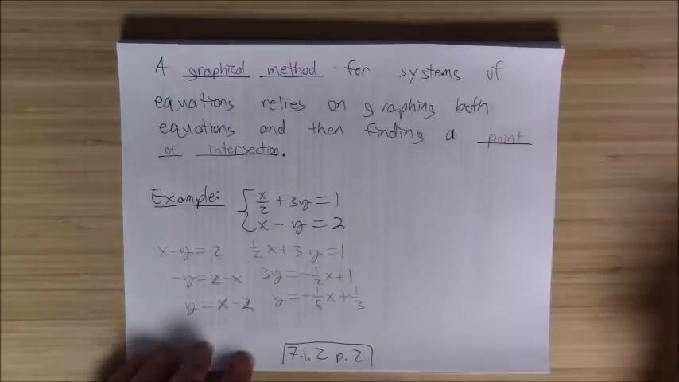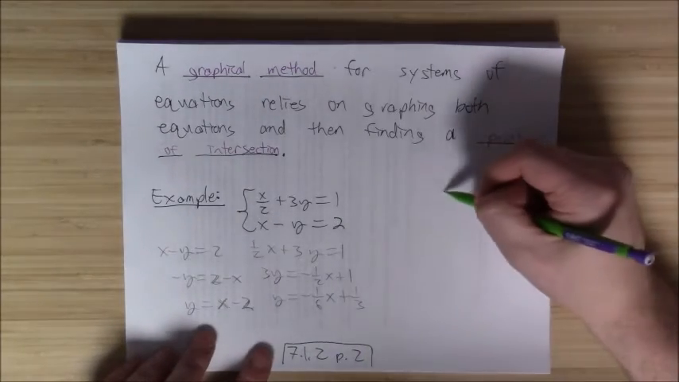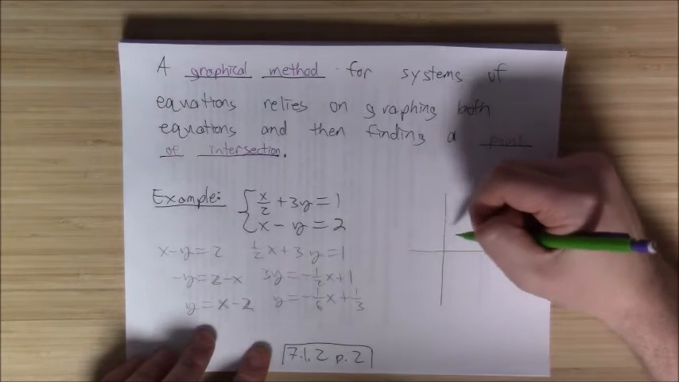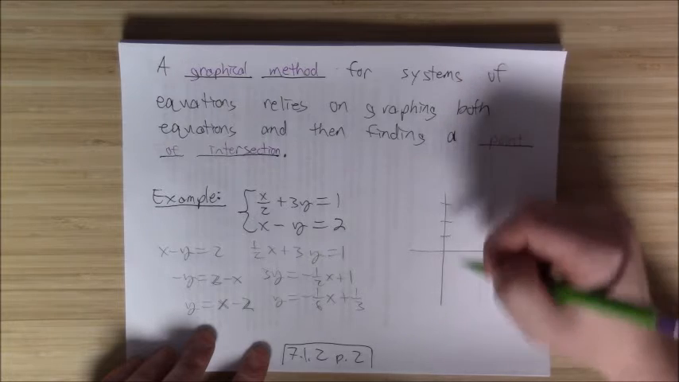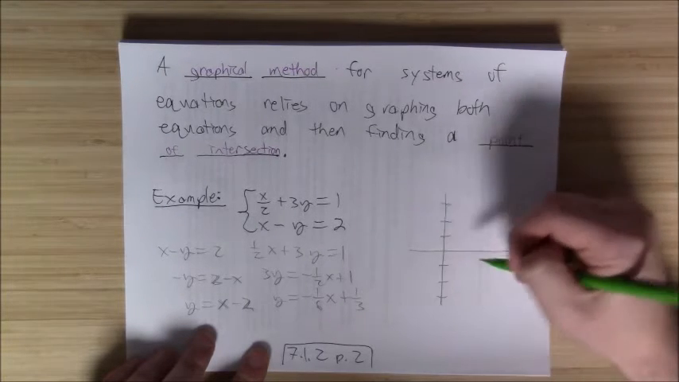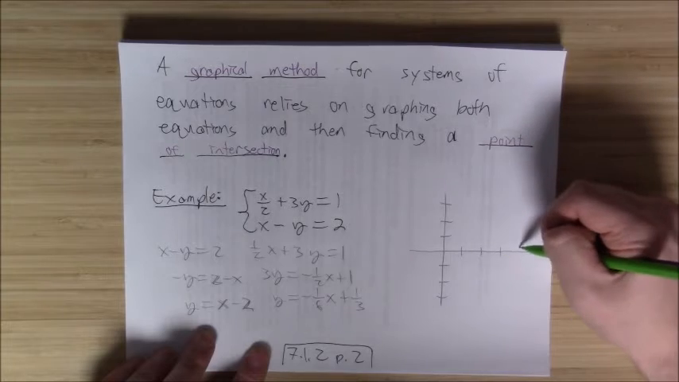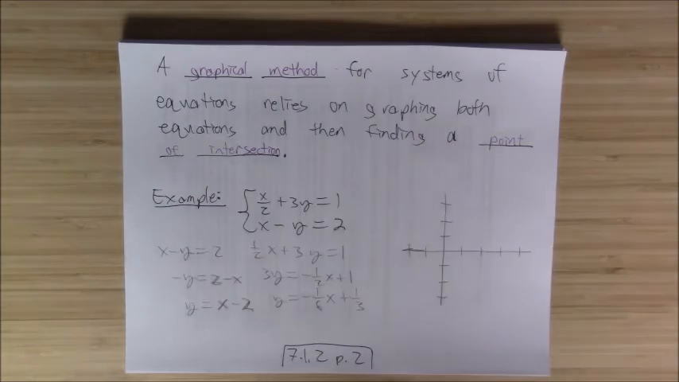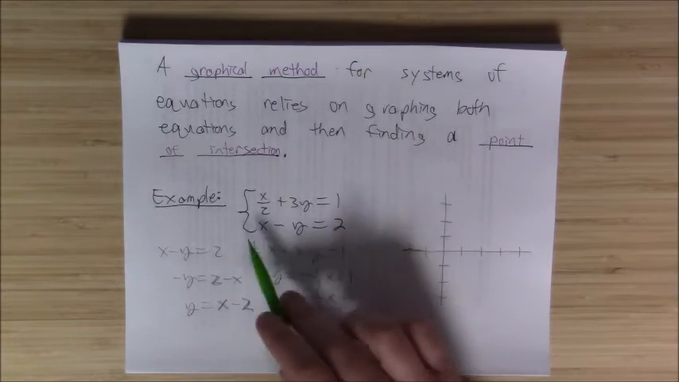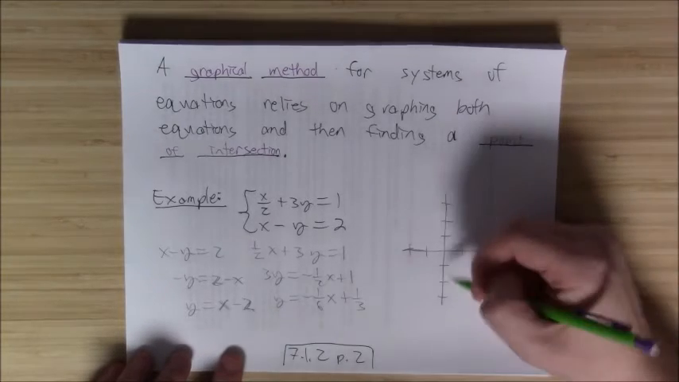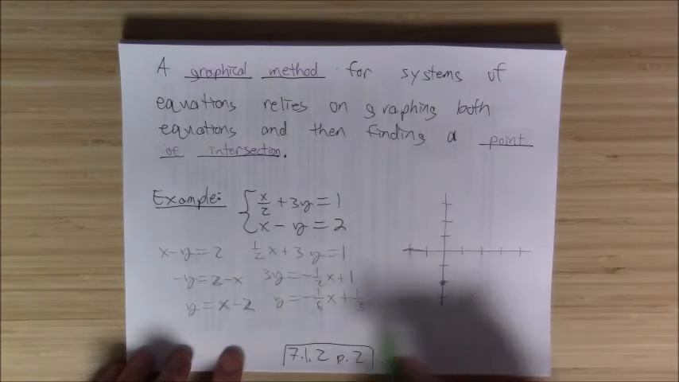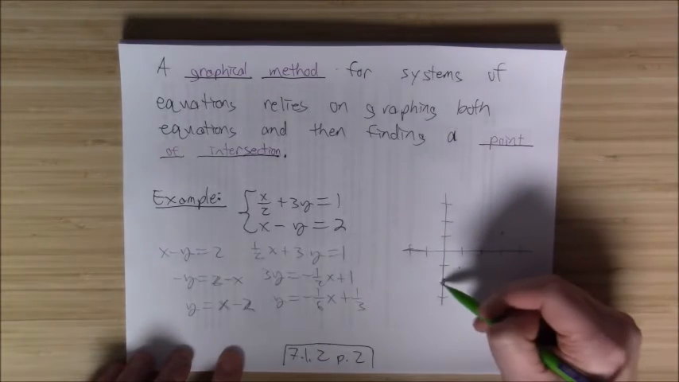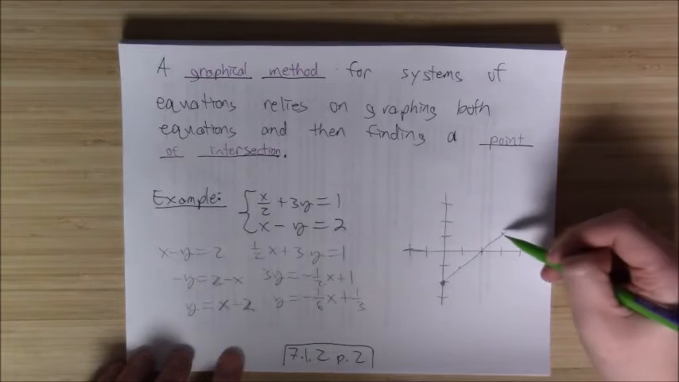So if I graph both of these equations, what do I have? Well, let's go ahead and set up our coordinates. If we set this up, what we end up with is the line that goes through negative 2 as its y-intercept with a slope of 1. So up 1 over 1, up 1 over 1, and so on. So like that.